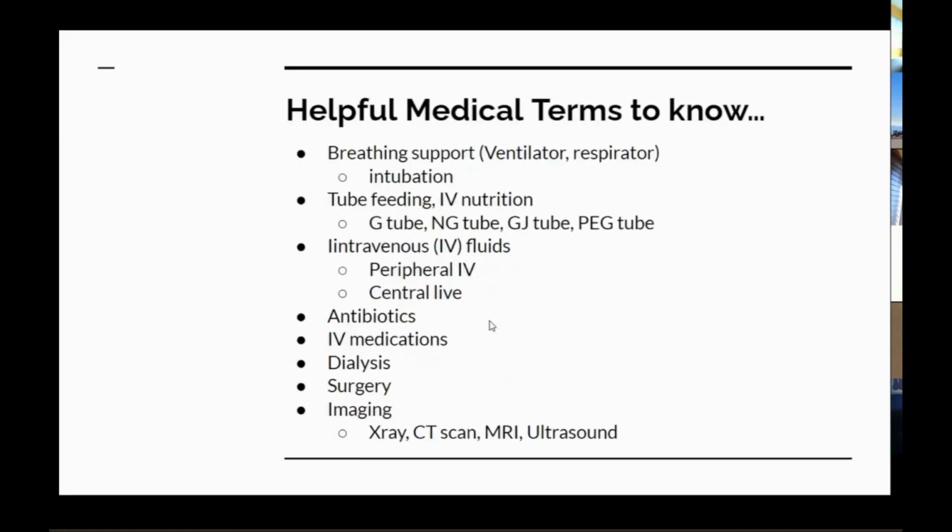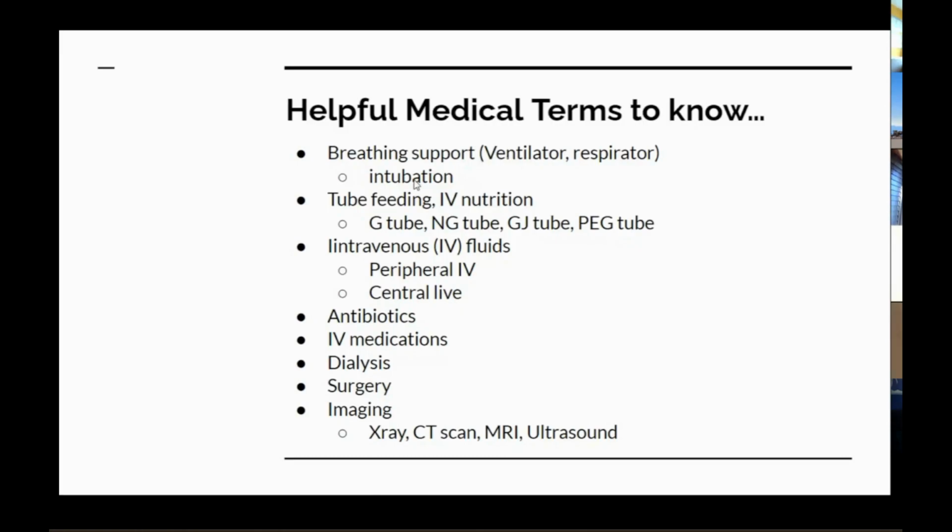Okay, so some medical terms to know. Don't be overwhelmed by the number of things here. Again, these are details that you can talk about with your own personal physician in detail if they ever become necessary. But let's just do an introduction here. So breathing support is something you might hear about as I talk about this. Those are different types of devices that help you breathe. Sometimes that's temporary, sometimes it's permanent. You might have heard the words ventilator or respirator. Those are machines that help you breathe.